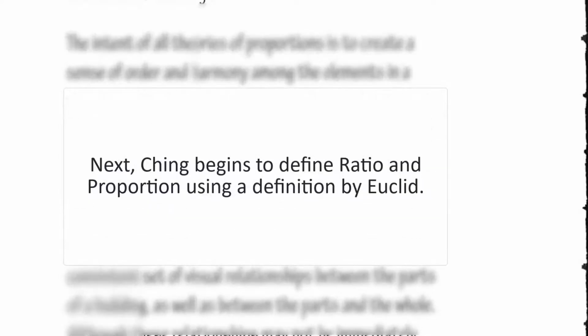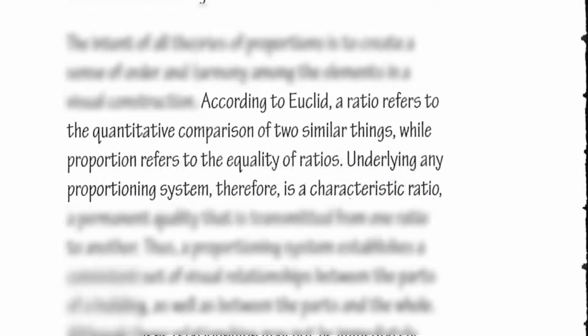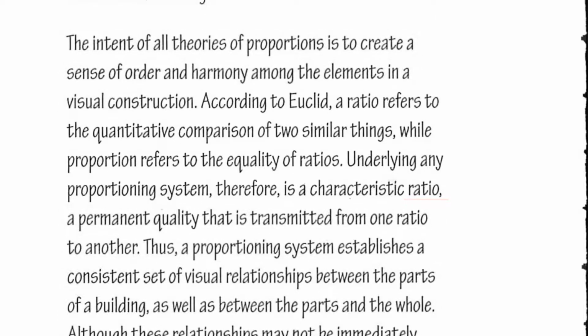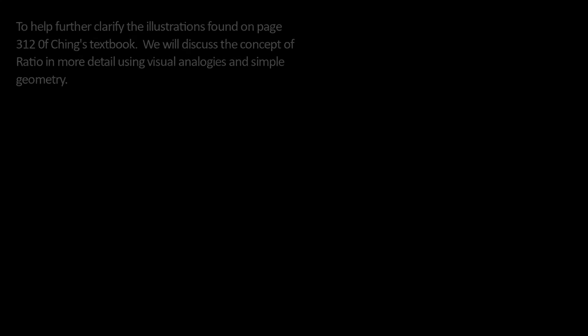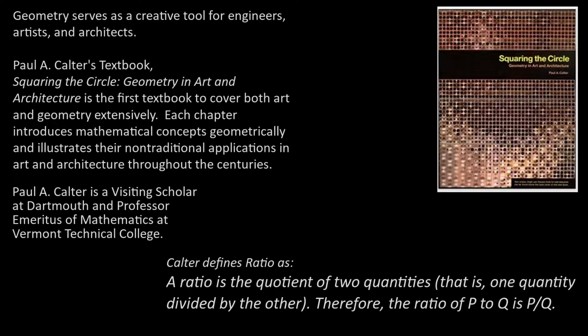Next, Ching begins to define ratio and proportion using a definition by Euclid. A ratio refers to the quantitative comparison of two similar things, while proportion refers to the equality of ratios. Underlying any proportioning system, therefore, is a characteristic ratio. To help further clarify the illustrations found on page 312 of Ching's book, we will discuss the concept of ratio in more detail using visual analogies and simple geometry.